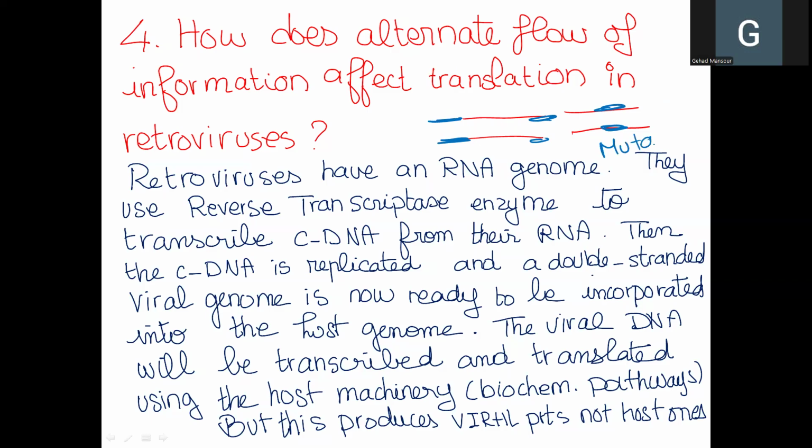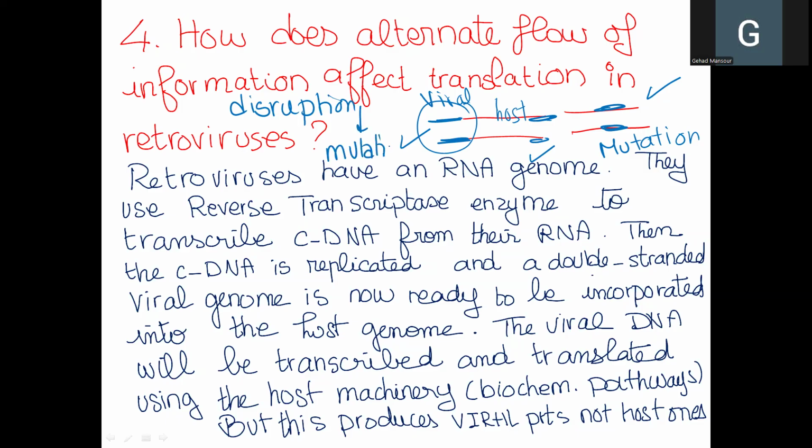Why? Because whether the viral genome is intruded at the beginning or at the end or in the middle of the host chromosome, it will cause a disruption of the host genome. And if it disrupts the host genome, then it will result in a mutation because you have changed the sequence of nitrogenous bases on DNA.